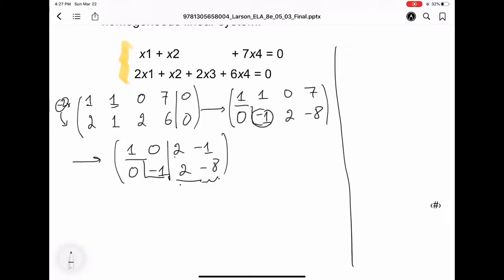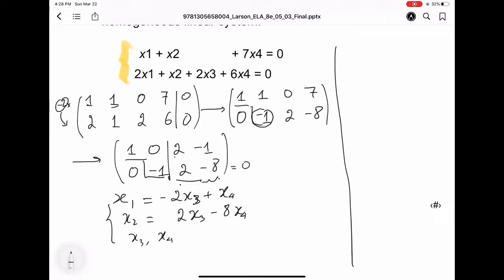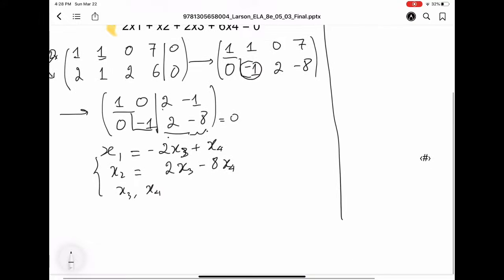I can write a solution. x1 is equal to -2x3 plus x4. x2 is equal to -2. No, it should be 2, when you set this equal to 0, right? So that is 2x3 minus 8x4. Okay, and then we have x3, x4 as free variables. So the general solution looks like -2x3 plus x4, 2x3 minus 8x4, x3 and x4.